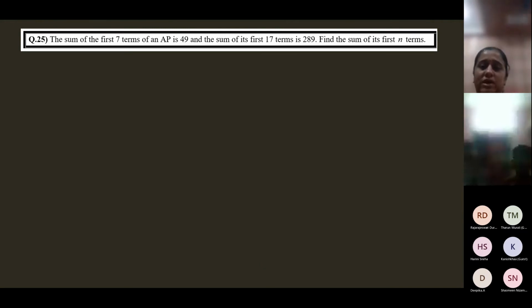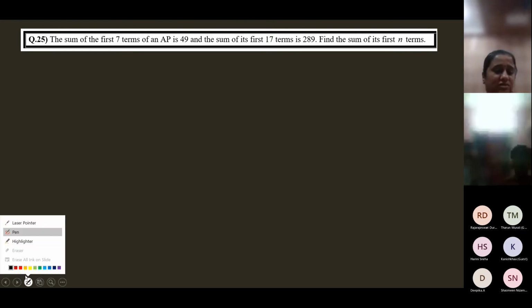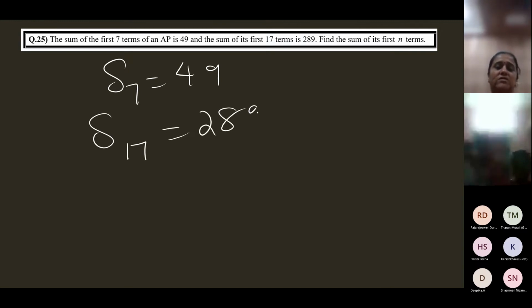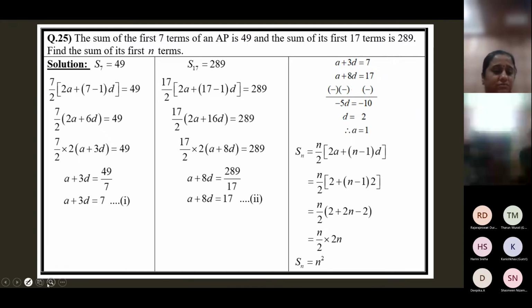Now here you will get two equations again. You'll have to solve and find the sum of the first n terms. See, it's given the sum of the first 7 terms. That means S7 is 49. And the sum of the first 17 terms is 289. Use the formula n by 2, 2a plus n minus 1 into d. You will get two equations in a and d. Solve and find the values of a and d. And then find Sn.